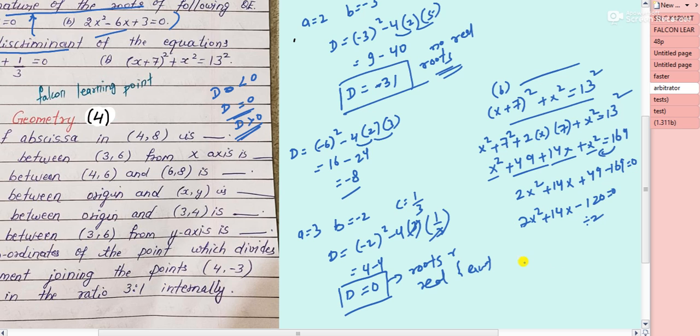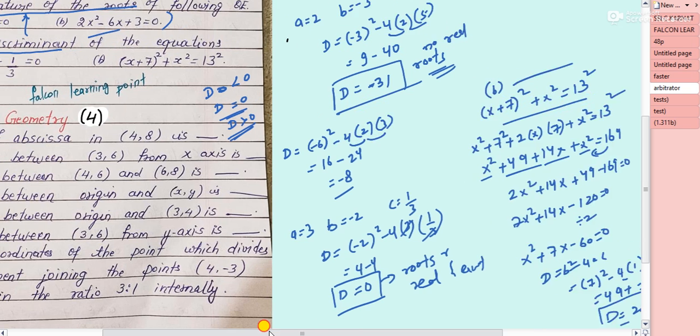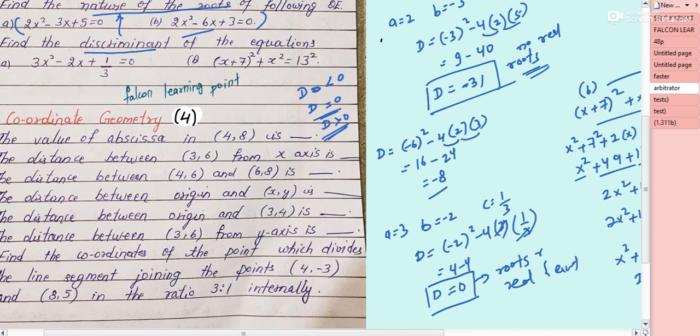Now all of them are divisible by 2. So let me divide it. You will get x square plus 7x minus 60 equals to 0. So discriminant, now you can substitute b square minus 4ac, correct? So 7 square minus 4 into a into minus 60. So this is 49 plus 6 fours are 24, 0. So how much is this? 289. So discriminant is 289 and it is more than 0. So we can write roots are real and distinct. Okay. So I hope you have understood this.